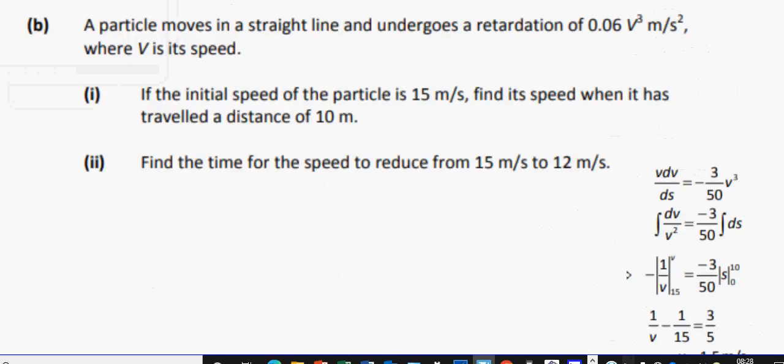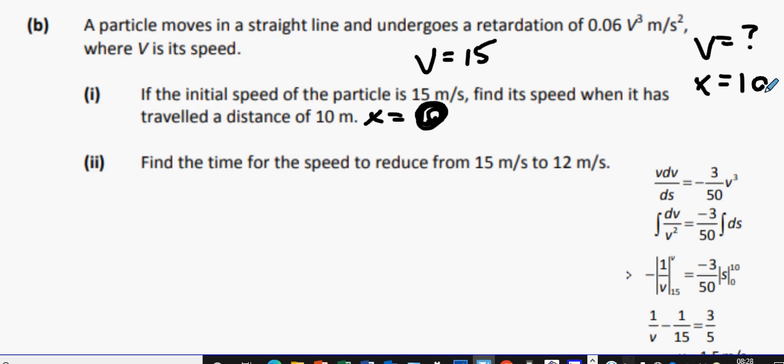A particle moves in a straight line, undergoes a deceleration of 0.06 phi cubed, where phi is the speed. If the initial speed of the particle is 15 meters per second, find its speed when it has travelled a distance of 10. Velocity, distance. Oh, sorry. Phi is 15 when x is 0. We're looking for the phi value when x is 10. Is that okay? That to me means phi dv dx all day long.